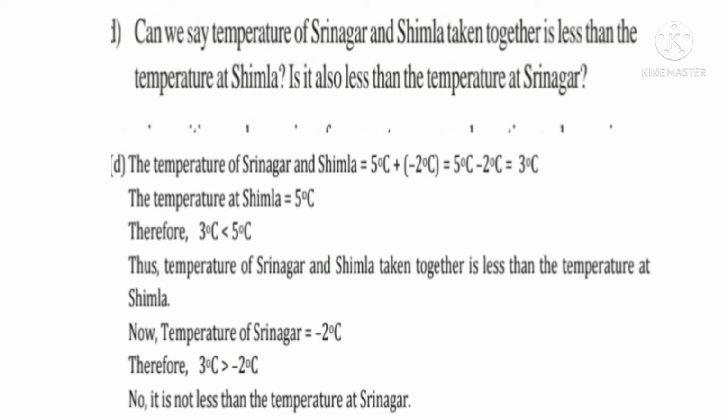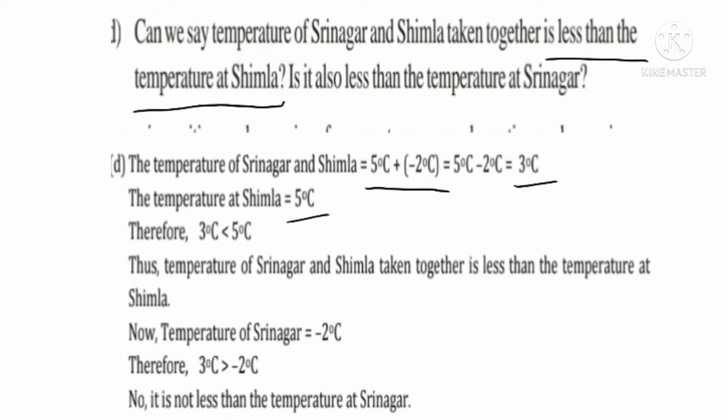Is it also less than the temperature at Srinagar? Now let's check. The temperature of Srinagar and Shimla, we have to take it together, so we will add it. 5 degrees Celsius plus minus 2 degrees Celsius, so it's 3 degrees Celsius. Temperature at Shimla is 5 degrees Celsius. So 3 degrees is less than 5 degrees.